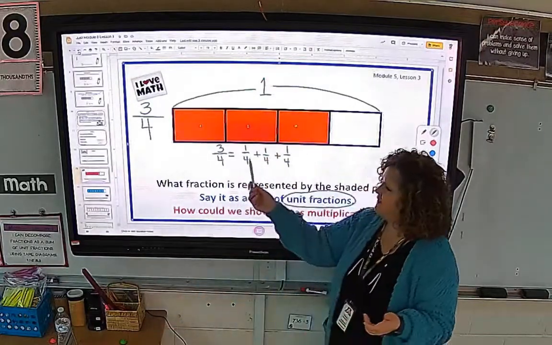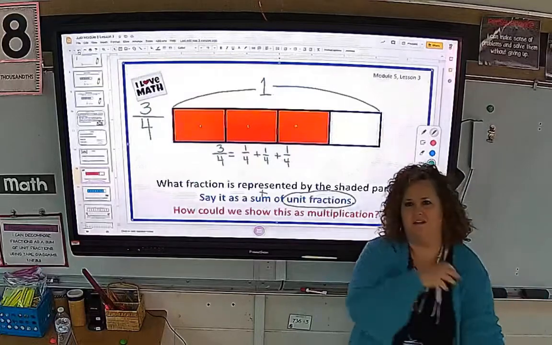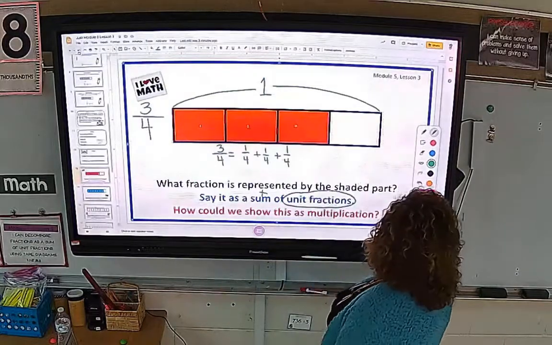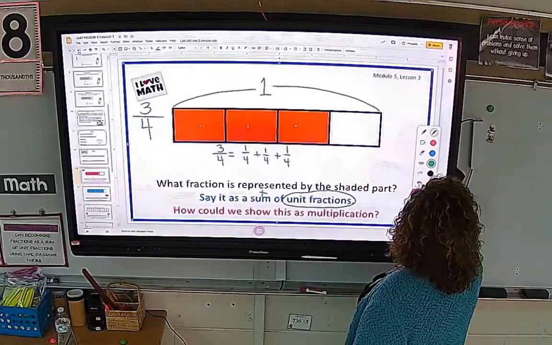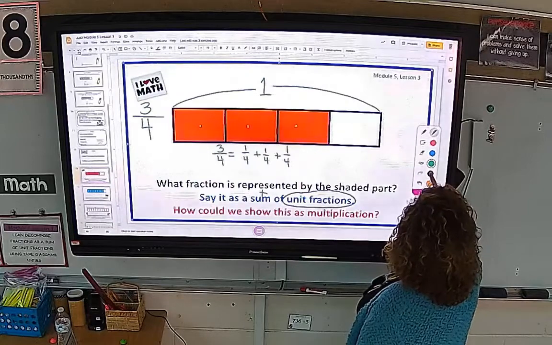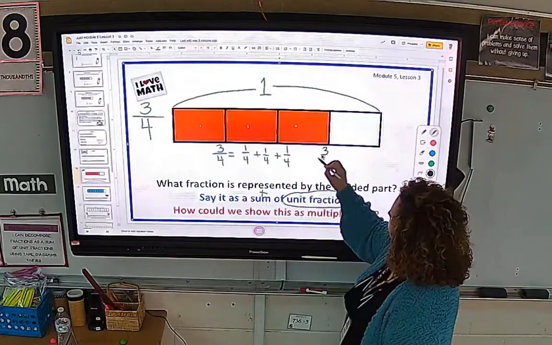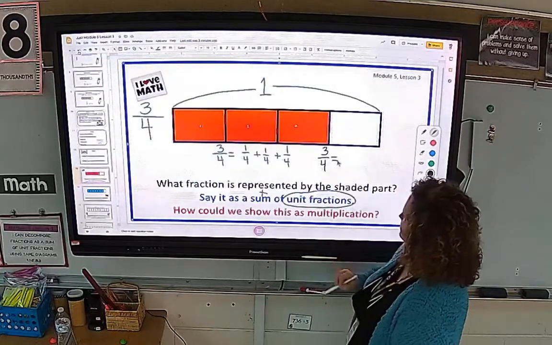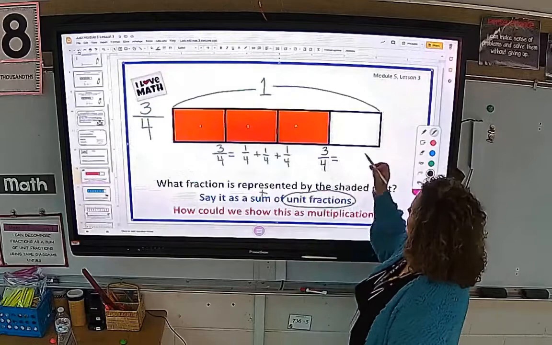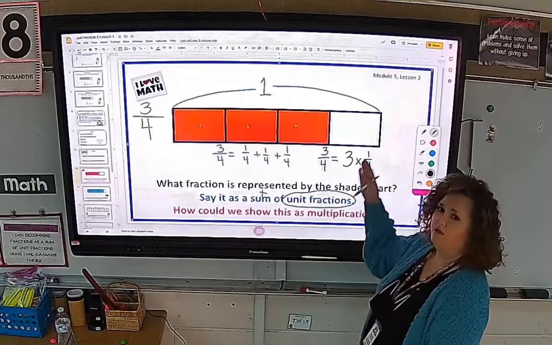So instead of adding 1/4 plus 1/4 plus 1/4 over and over and over again, we could shorten it and make things more efficient by going to multiplication. I want to make sure it's a color you can really see. So if I'm going to change this to multiplication, I'm going to have 3/4 is equal to, how many times do we see 1/4 there? 1, 2, 3. So we've got 3 times 1/4, or 1/4 3 times.